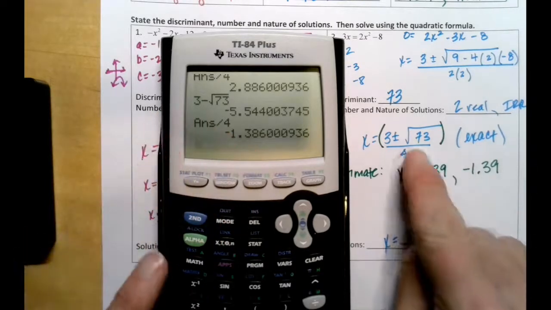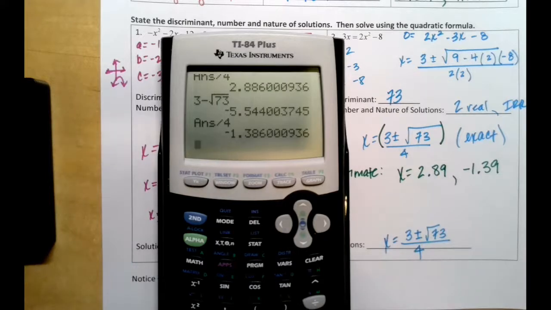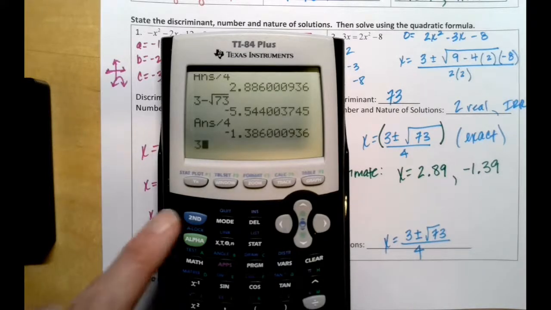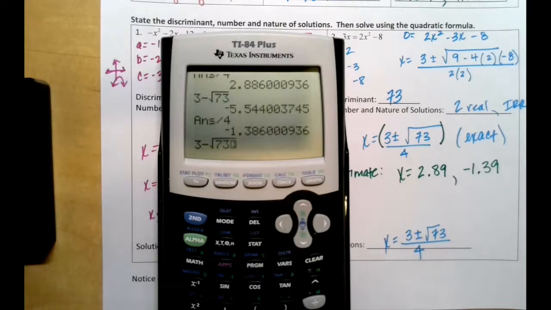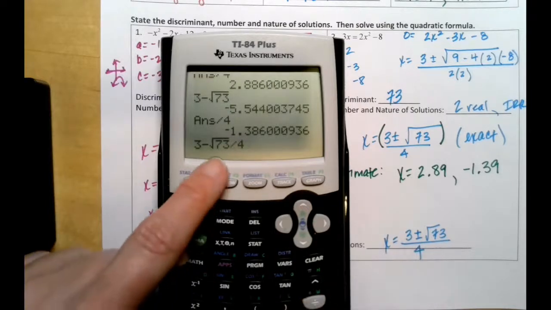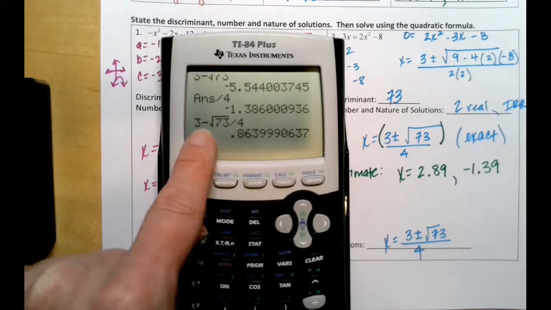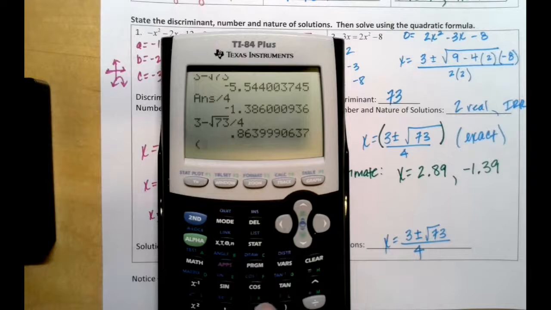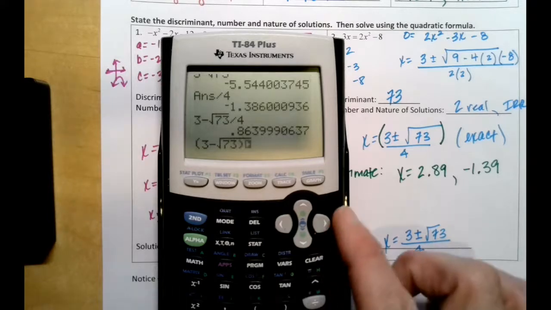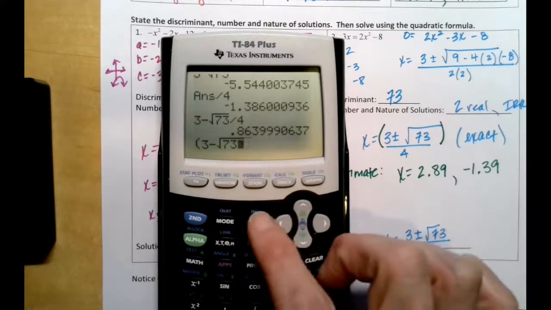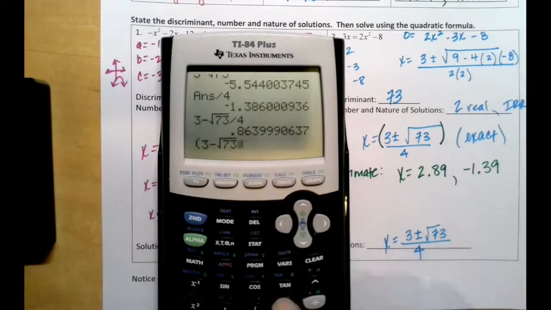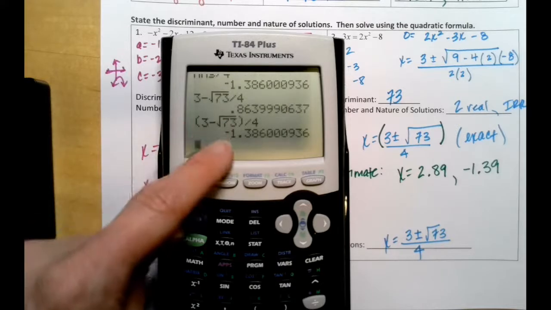I want you to pay careful attention to how you type this in. If you had said 3 minus the square root of 73 divided by 4, this is not going to give you the right answer, because instead of dividing this whole quantity, you're going to have to take advantage of using your parentheses and say 3 minus the square root of 73. Oops, we don't want that. Delete. And then close your parentheses there. Now divide by 4. Now you'll see I get that same answer there.